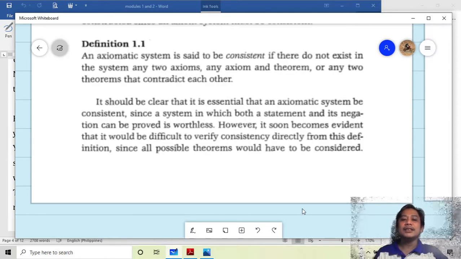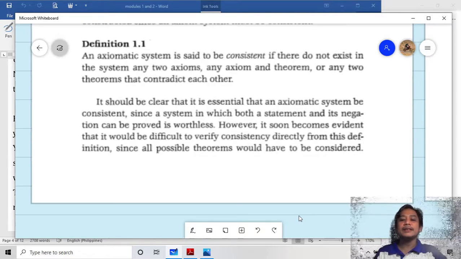So it should be clear that it is essential that an axiomatic system be consistent, because if a system is not consistent, meaning both a statement and its negative can be proven, then the system is said to be worthless. Okay, but if it is evident that each theorem can be true at the same time for a single model or a single case, then we can say that the system is consistent.